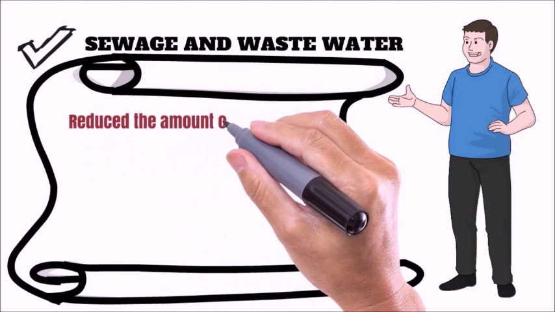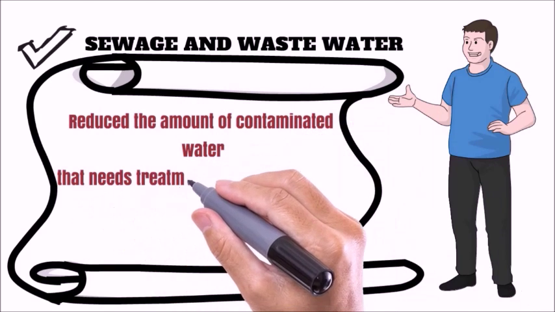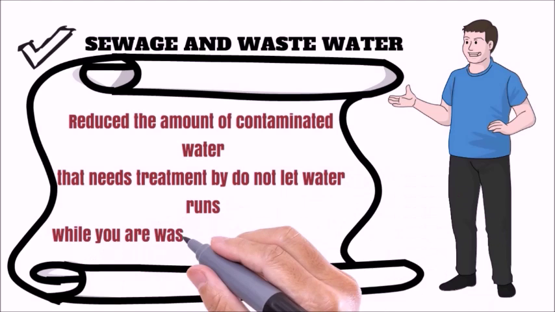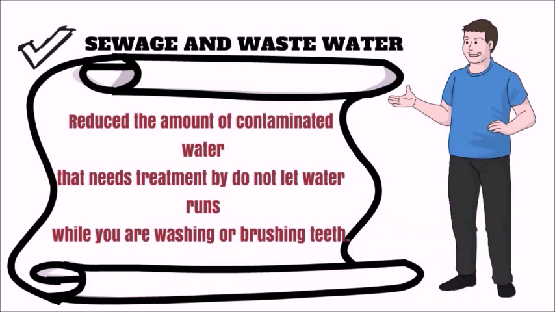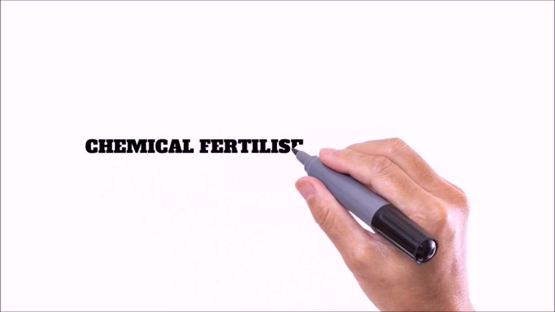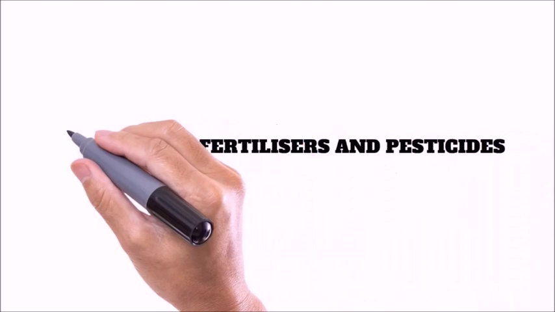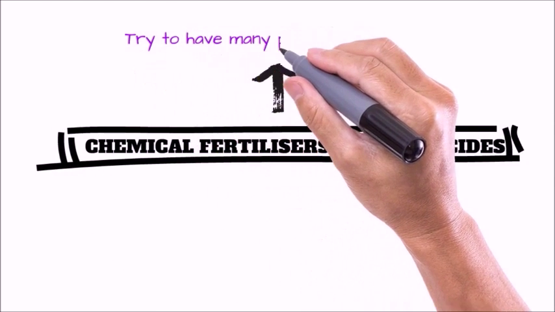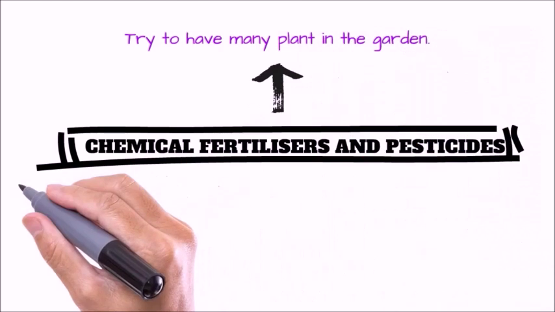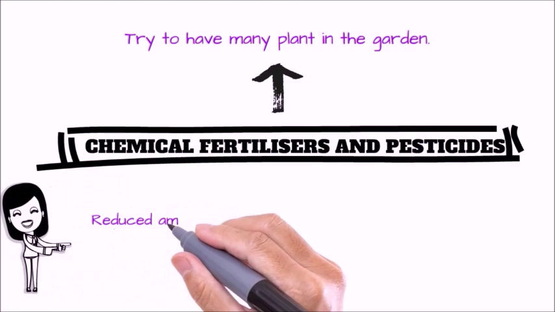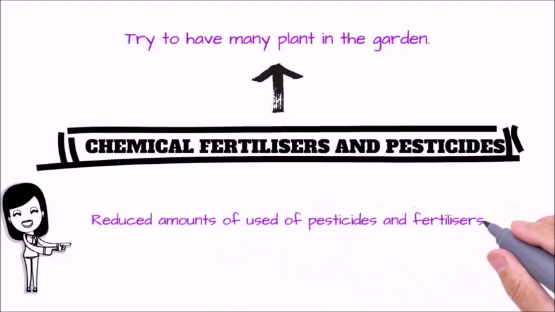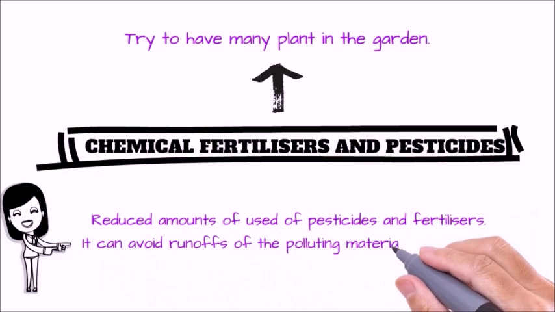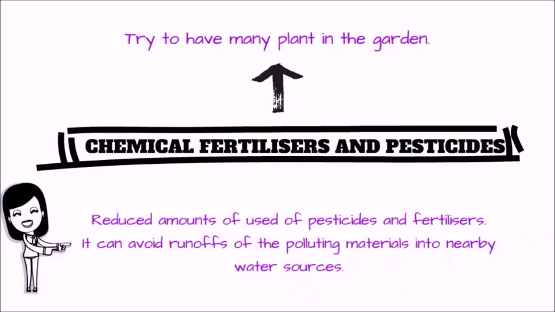Reduce the amount of contaminated water that needs treatment by not letting water run while you are washing or brushing teeth. Third point, chemical fertilizers and pesticides. Try to have many plants in the garden. Reduce the amount of pesticides and fertilizers used. It can avoid runoffs of the polluted materials into nearby water sources.